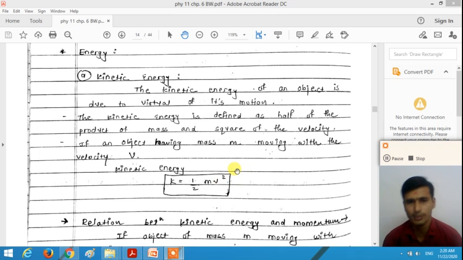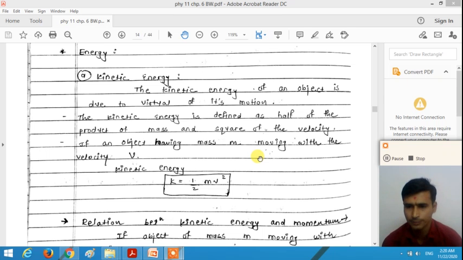So understand, dear student, what do you mean by kinetic energy? Kinetic energy K is equal to 1 half mv square. So you can easily work. If an object of mass 2 kg is moving with a speed of 20 meter per second, calculate the kinetic energy associated with the object.